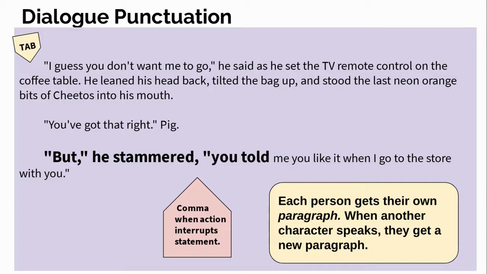Also, you can inject a movement in characters in between dialogue, and it creates a kind of pause. Leaves the reader kind of in a suspended state. Here, the author put "he stammered" in between "but" and "you told," because he's stammering in between what he's saying. So it's kind of illustrating how he's saying something. If you do that, just put commas. "But," comma, "he stammered," comma, "you told me."